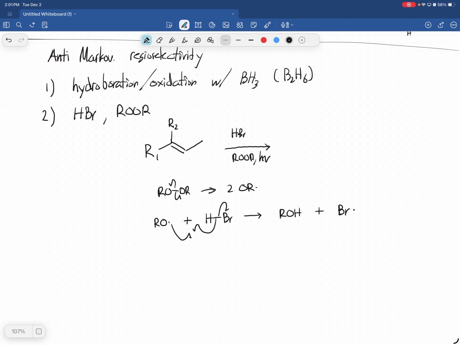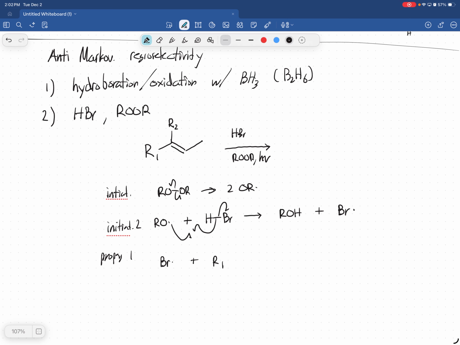So here we have initiation. Here's propagation 1, propagation 2. Well, sorry, I think that's part of initiation too. Sorry about that. All right, so Br radical.